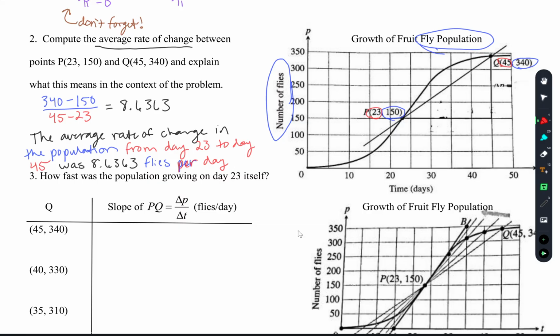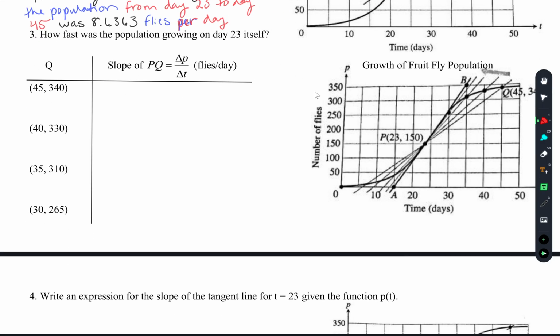Okay. This one, so how fast was the population growing on day 23 itself? So what we're trying to get here is finding a good approximation for the tangent line. Okay, so how fast is it growing on day 23? So what is happening here is we found the slope between here, but a better approximation would be something closer, and even better would be something closer, and even better would be something closer. Okay, so what we're doing is we're finding the slope between those intervals.